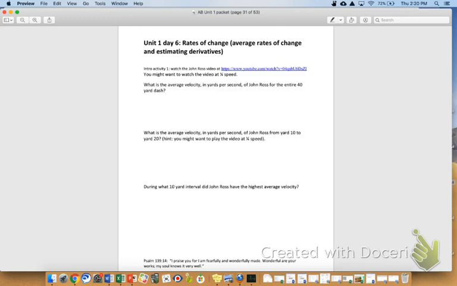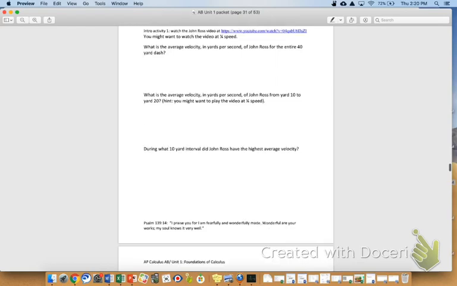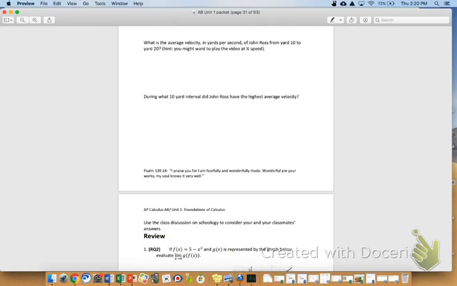One thing I planned on doing, but I'm not going to do: please notice down here on the next page it says, use the class discussion on Schoology to consider your answers to the intro activity. I'm not going to have you do that. I'm just going to have you come to class having completed that intro activity, and then we're going to piggyback right off that into what we're going to do. I don't want the intro activity to take you that long. If you put all the technology away except for the computer, it should be 10 minutes or less. Just a quick look at how fast he ran, what his average velocity was, and figure out what average velocity even is. Then come to class and be ready.